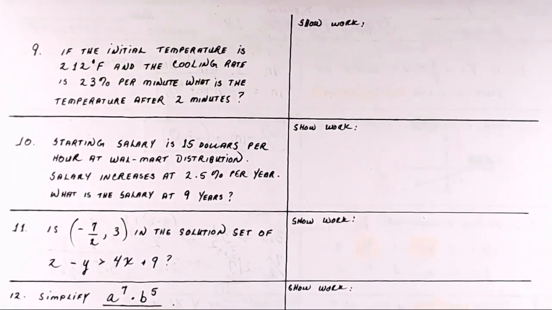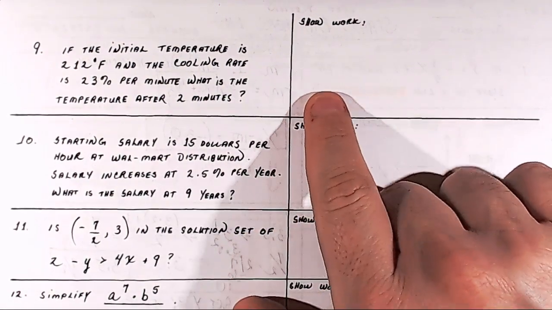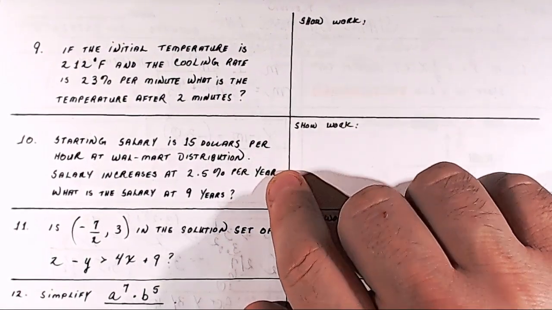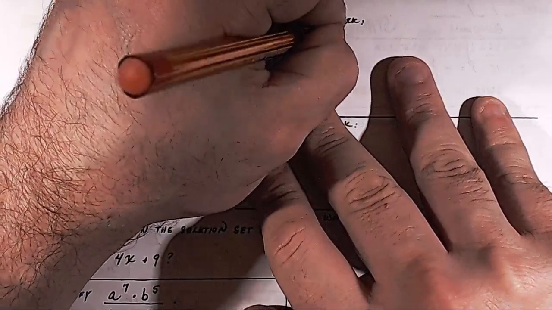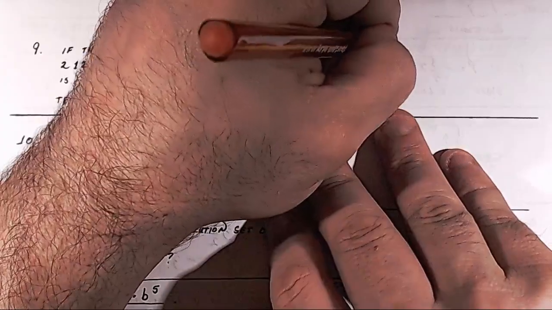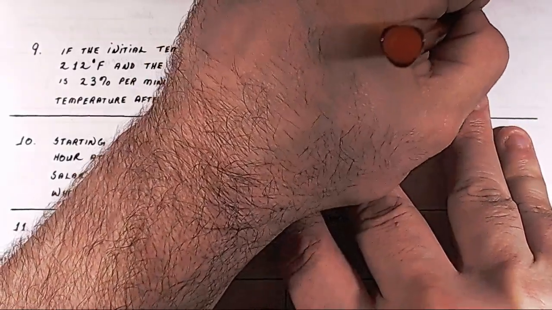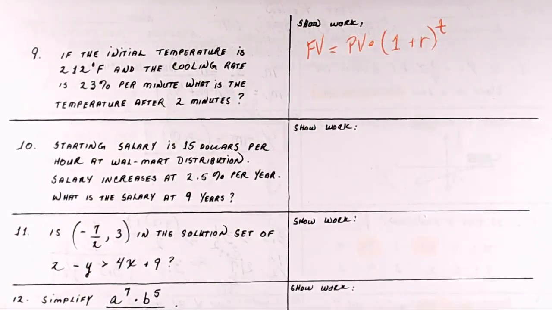If the initial temperature, this is number 9, if the initial temperature is 212 degrees Fahrenheit and the cooling rate is 23 degrees per minute, what is the temperature after 2 minutes? Well, the first thing we need to do when we show our work is actually set this thing up. Remember, future value is equal to present value times 1 plus r raised to the t for time. We just have to fill these things in.